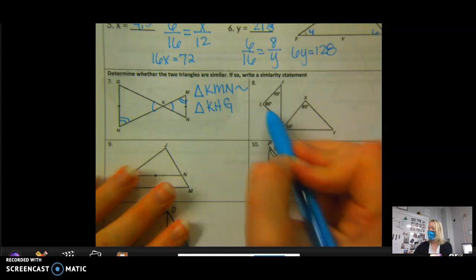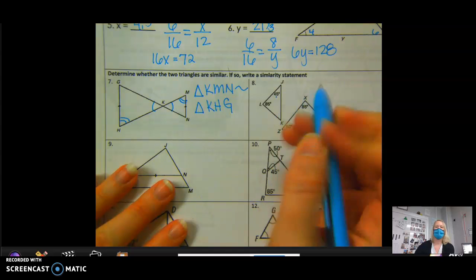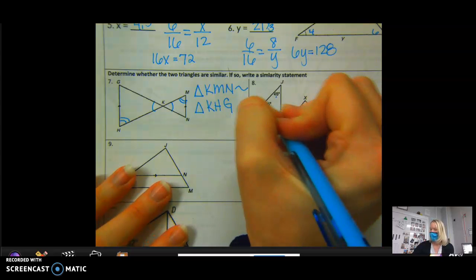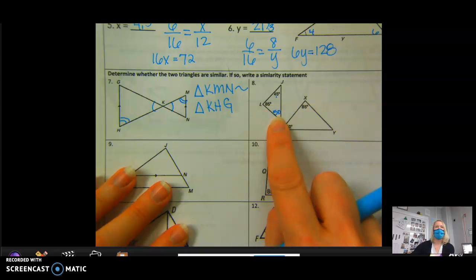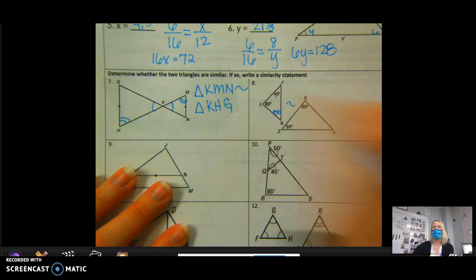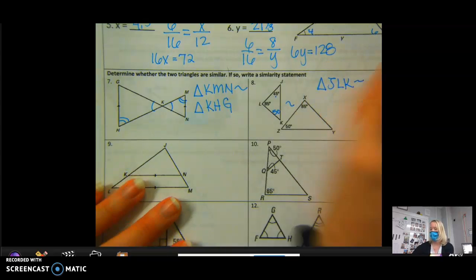So this is 85, this is 45. How many degrees does that leave over for this angle right here? 50. So then if that's 50, we know that these two angles are congruent to these two angles. So we have similar figures, right? So I'm going to write my first triangle as JLK, which is not the way you had to write yours, but it has to match up with the correct letters.